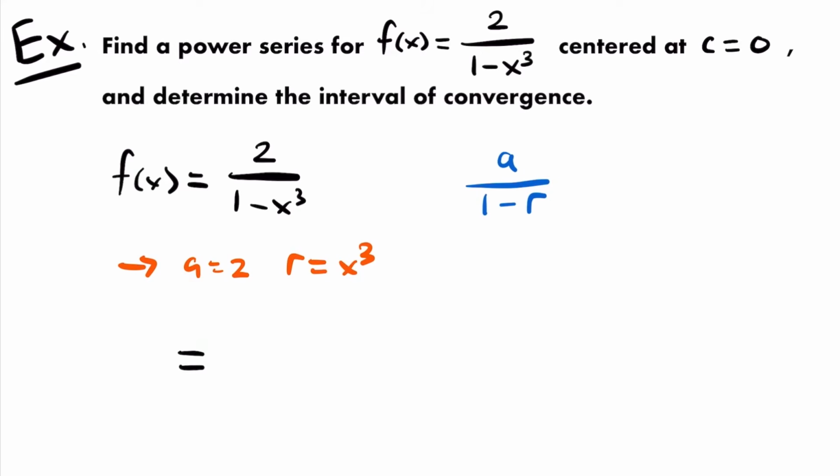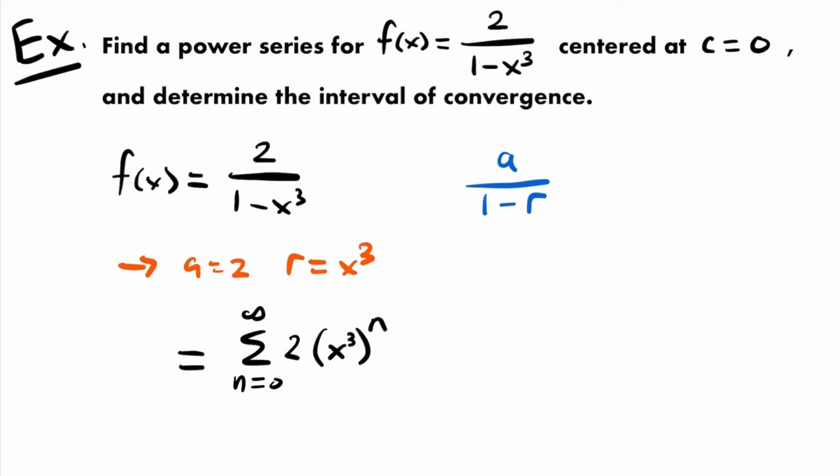and so we could rewrite our function to be in the form of a geometric series, or more specifically, a geometric power series. All right, so remember, the form of a geometric series is the sum from n equals 0 to infinity of a times r to the power of n. In this case, a is 2 and r is x cubed. So what we will have here is 2 times x cubed to the power of n. We have a times r to the power of n.